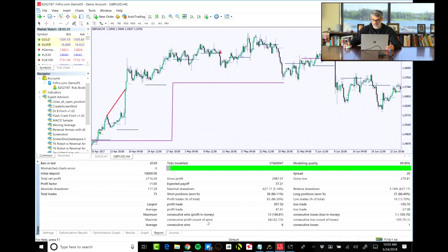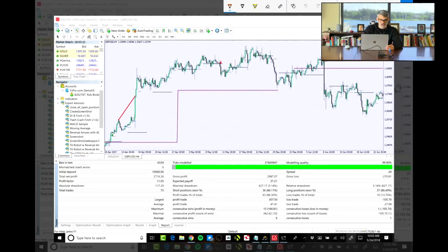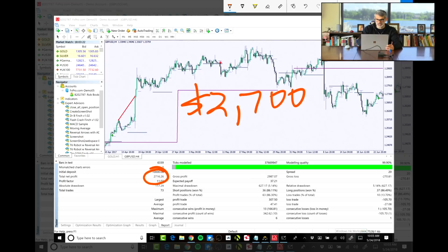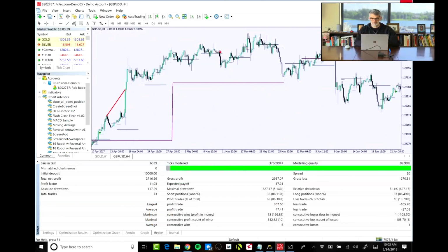It shows, and I'm going to once again draw on the screen here to show you what we see. We see a total net profit of $2,700 approximately, and a drawdown of $627. That's great. We have 73 trades, and I like what we see here.